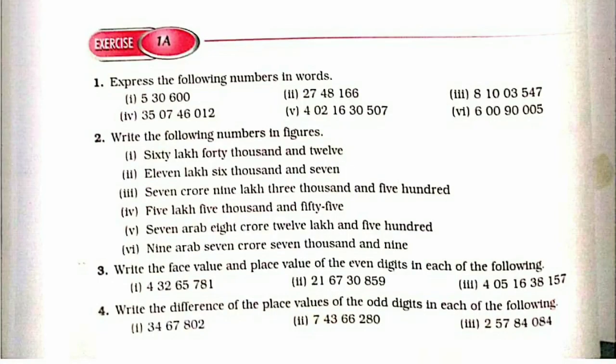Now the remaining parts you will do on your own. Okay, now we are moving forward to the next question: write the following numbers in figures. Here some number names are given and you have to write them in digits. Okay, so the first part is 60,40,012. So how will we solve this?